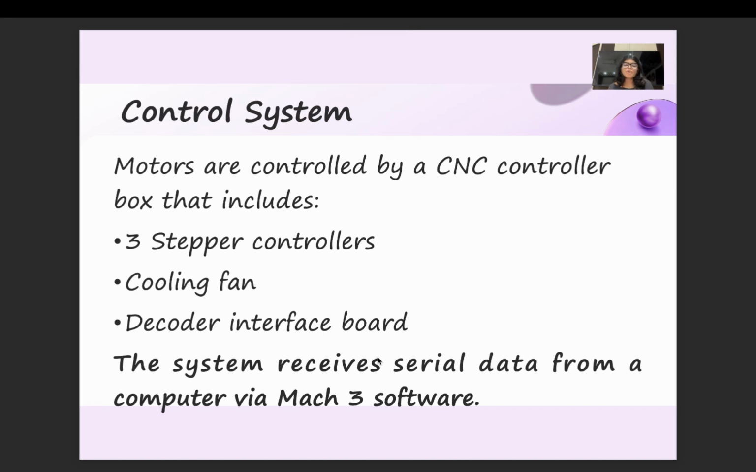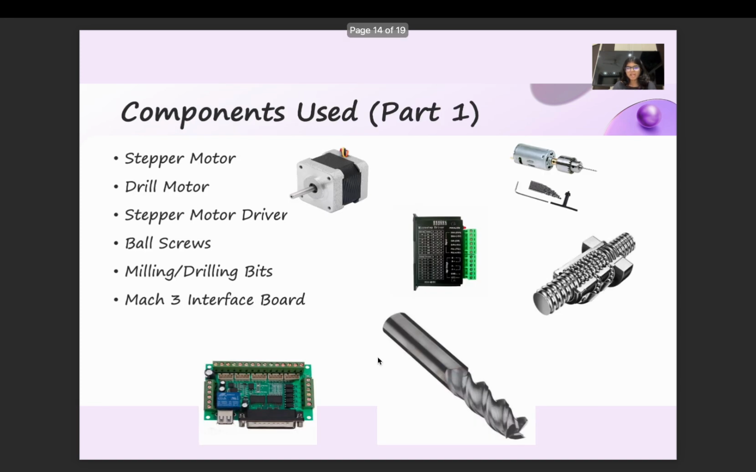Control system. All motors and the spindle are connected to a controller box that acts as the brain of the machine. The box contains stepper motor drivers that manage power and direction, a Mach 3 interface board for PC connectivity, and a cooling fan to prevent overheating. Commands from the software are sent to the controller, which interprets them and sends signals to the motors to perform the required action.